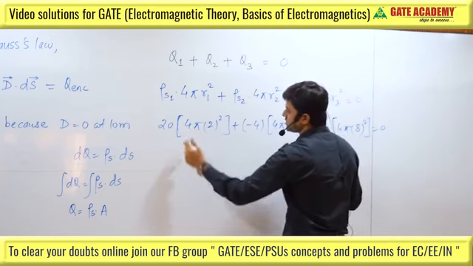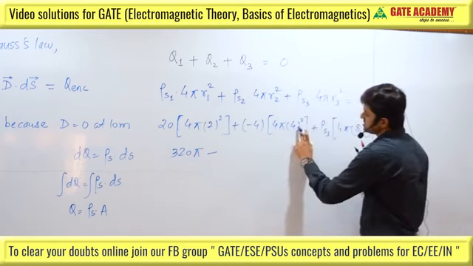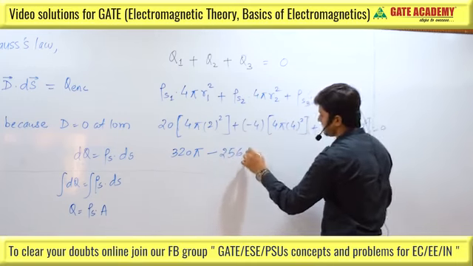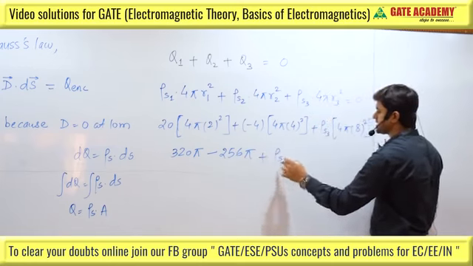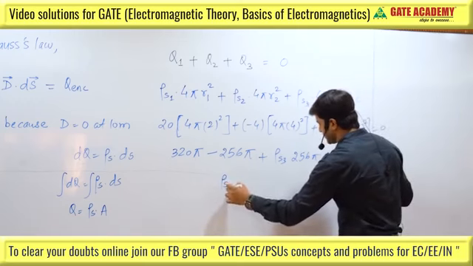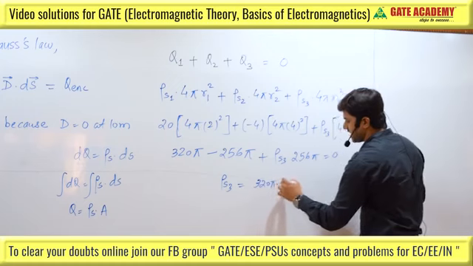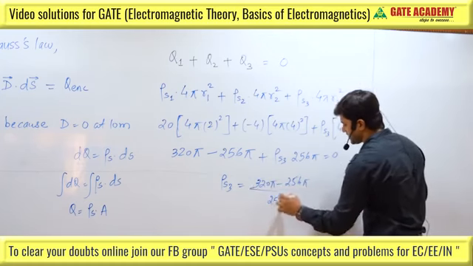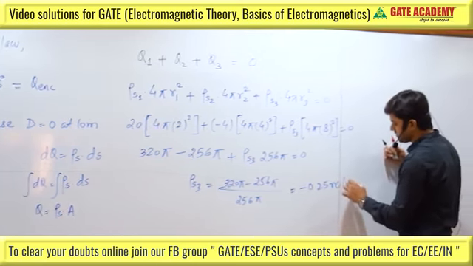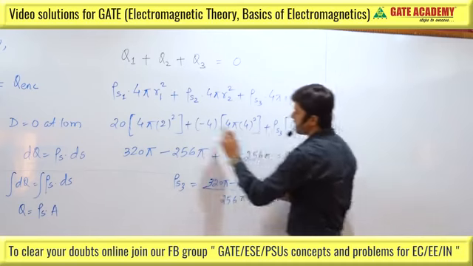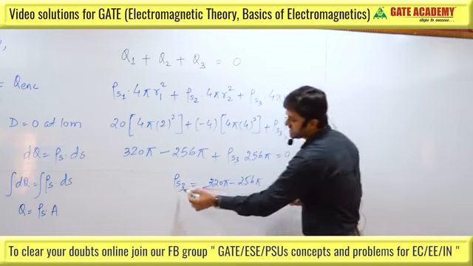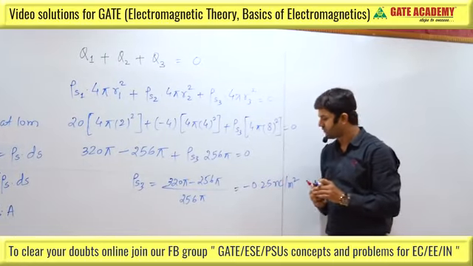So this is 4 into 4, 16 into 20, 320 pi, minus 16 into 16, 256 pi, plus rho s3 times 64 into 4, 256 pi, and this is equal to 0. If we solve this for rho s3, we will get rho s3 equals 320 pi minus 256 pi divided by 256 pi, which gives minus 0.25 nanocoulomb per meter square, because 20 and 4 are in nanocoulomb per meter square, so the result of rho s3 will also be in nanocoulomb per meter square. So the charge density on the third sphere is minus 0.25 nanocoulomb per meter square.